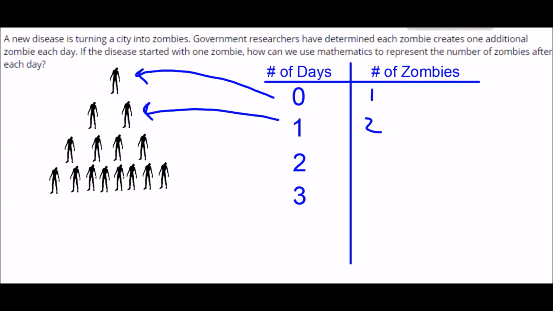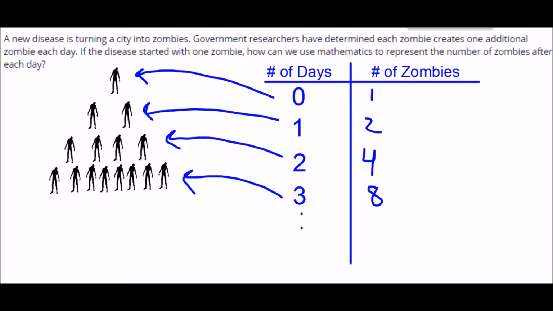On the 2nd day, those 2 zombies from day 1 created 2 additional zombies for a total of 4 zombies. And after day 3, those 4 zombies created 4 additional zombies for a total of 8. Now, if we want to mathematically break this down into something where we could predict after 100 days how many zombies we would have, we need to put this in terms of a function.